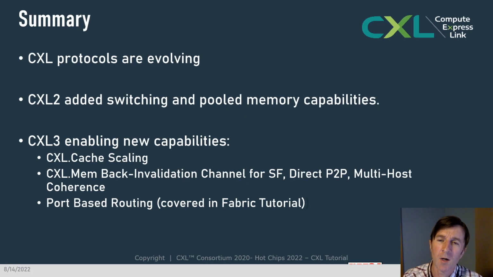Okay, just to sum it up, we've looked through the protocols that we have in CXL, the cache and the mem protocols. These protocols have been evolving over time, and in CXL 2 we added switching and the pooled memory capabilities to the protocols, and in CXL 3 we've added the .cache scaling improvements to allow multiple .cache devices below a root port. We've added the back invalidate channel to enable snoop filter, direct peer-to-peer, multi-host coherence. It's a powerful feature that's new in 3.0. And then we've also added the port-based routing messages. This will be covered in the fabric tutorial coming up next.